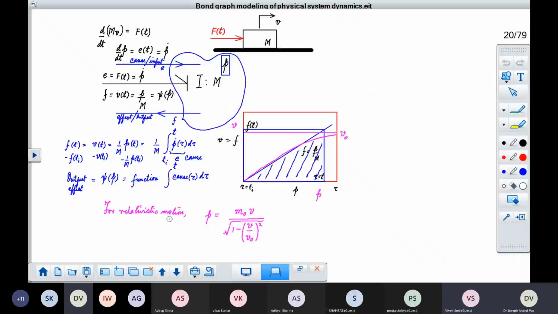But the moment you switch over to relativistic mechanics, or relativistic motion, which takes place at higher velocities, you find that the velocity is capped by v naught, which is the speed of light. And so the momentum changes. It is the rest mass multiplied by the velocity divided by the square root of 1 minus v by v naught squared. So in that case, this relationship is not linear, unlike Newtonian mechanics where you had a linear relationship. So the point that I want to make is, it doesn't matter whether the relationship is linear or non-linear. What is important is the relationship between momentum and the flow.